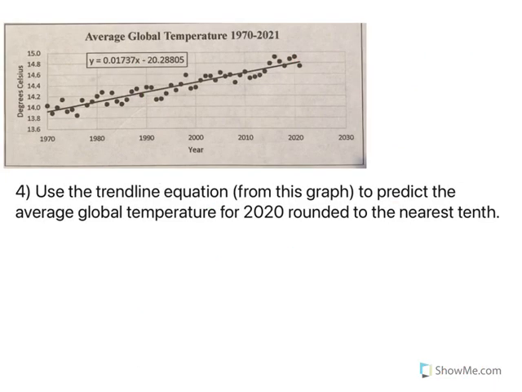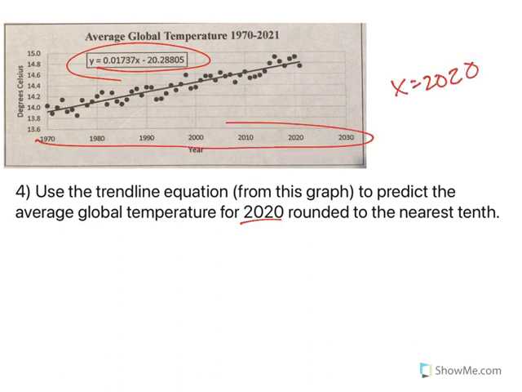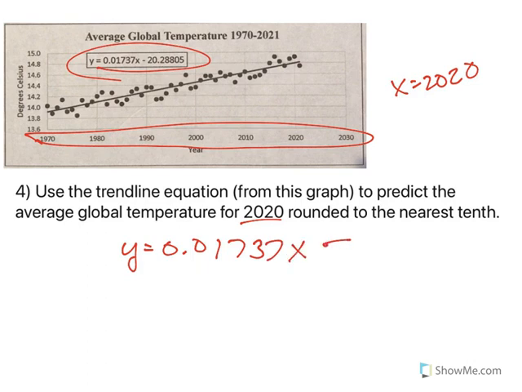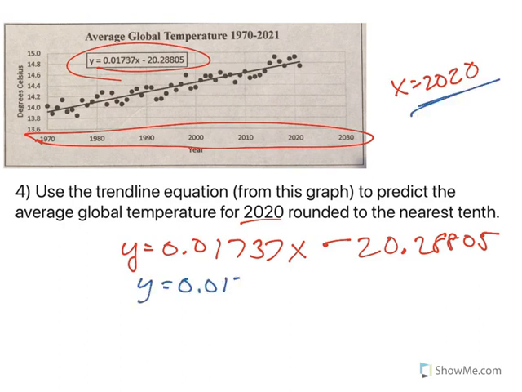Remember that. Now let's go to the second graph. Remember, the second graph shows the same thing, but we have a different equation. And so now if we're looking at 2020, we're going to use x is 2020 because look at the x values. If you ever wonder, do I use 0? Check out the graph. If you are using what's given in the graph, that's an easy way to look. So again, we write our equation, 0.01737x minus 20.28805. X is 2020, so let's substitute that in.